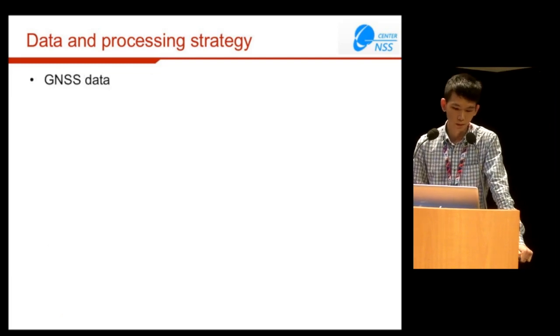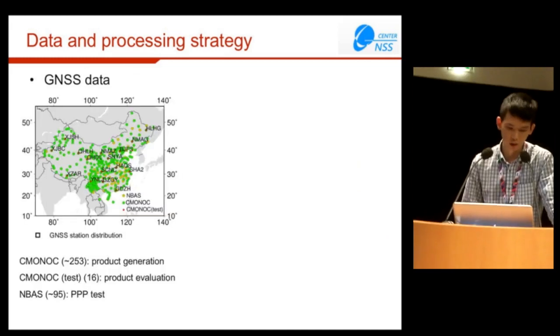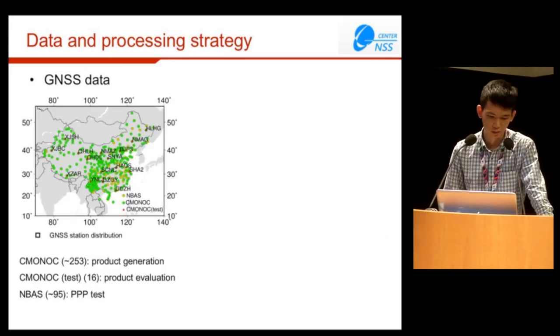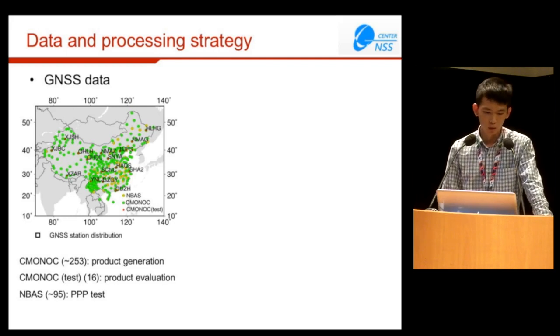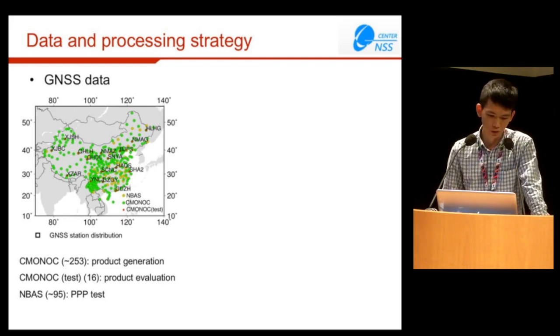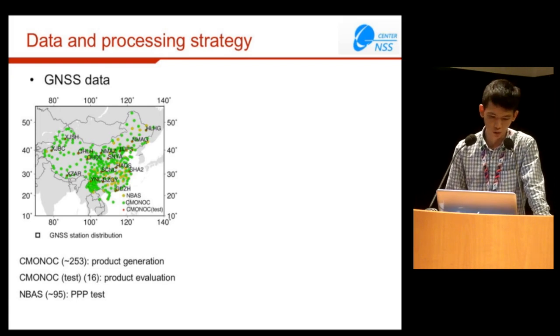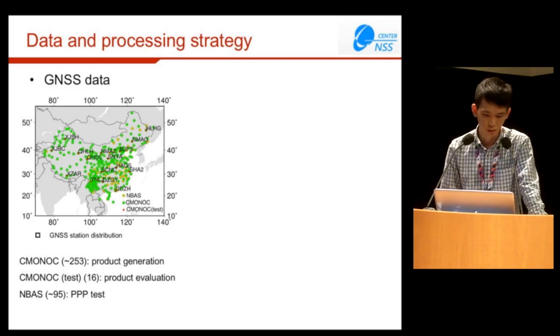The GNSS data we used in our study mainly comes from 2 networks, the CMONOC network and the NBUS network. About 253 stations in the CMONOC network, denoted as green circles in this figure, will be used for product generation. The other 16 stations, denoted as red circles, will be used for product evaluation. And about 95 NBUS stations will be used for PPP tests.